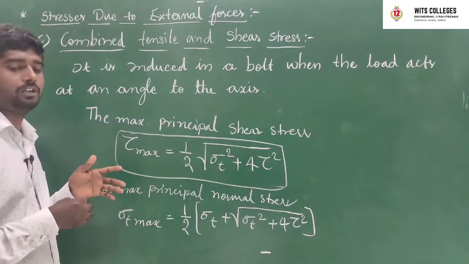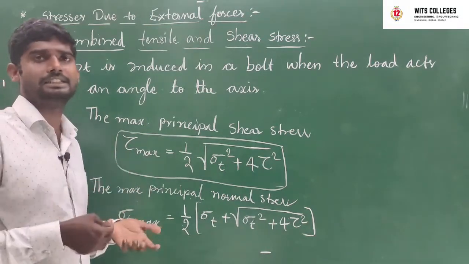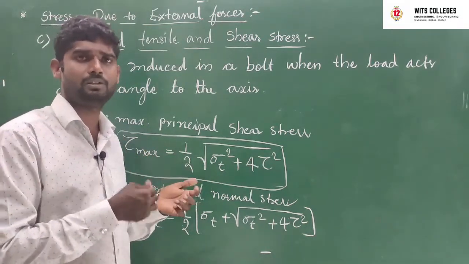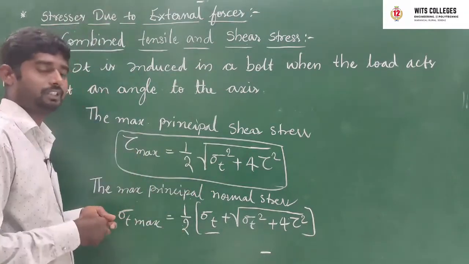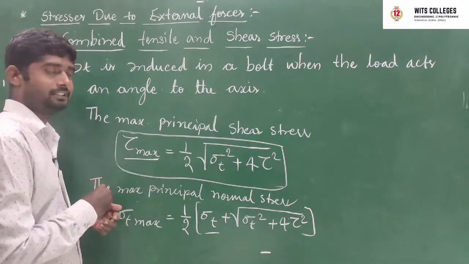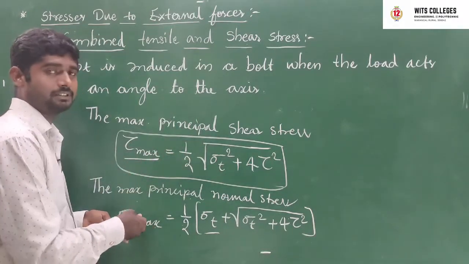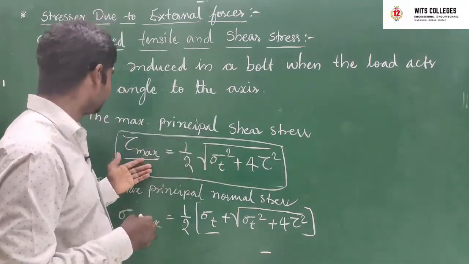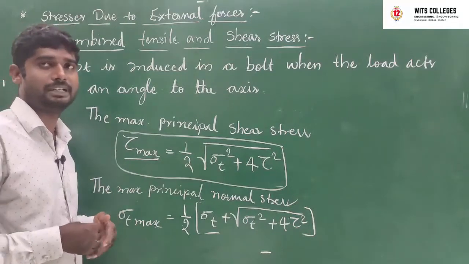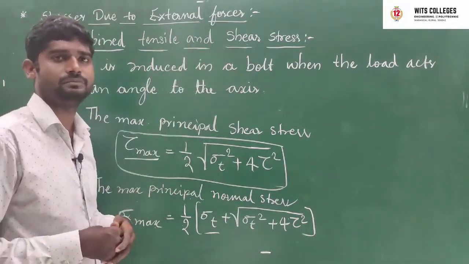Using this, we find out what we want in a given data. If you want sigma t, we find it using this. If you want tau max, we use the principal shear stress theory, and for sigma t max we use this one. This is the combined tensile and shear stress theory.